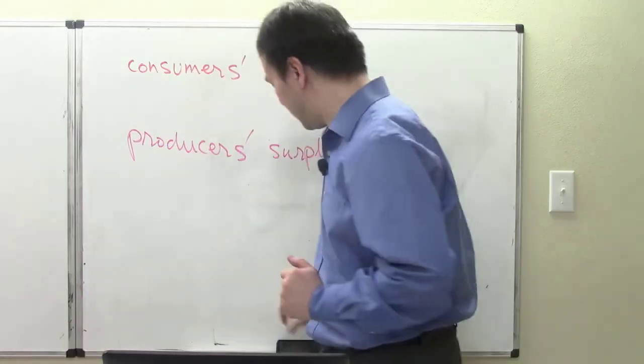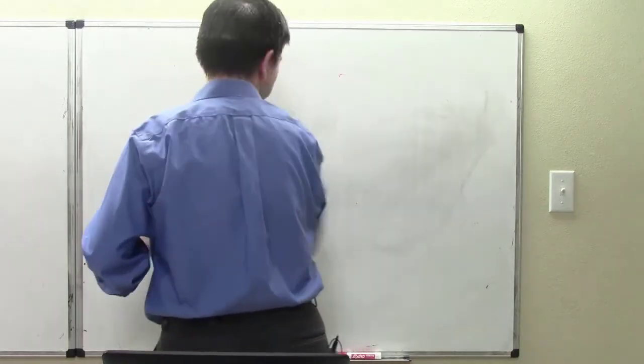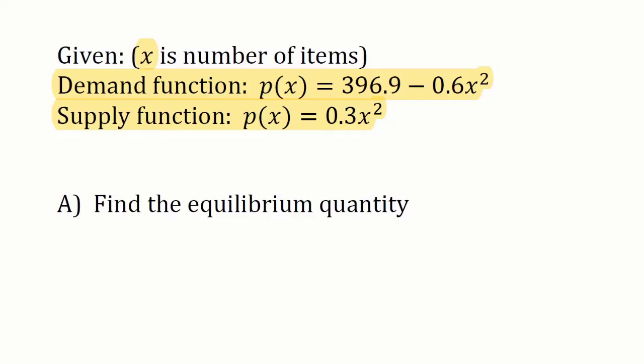As an essential skill right here, now let's look at our actual first question. The first question is asking us to find the equilibrium quantity. Find the equilibrium quantity. That means we want to find the x values where the red curve and the blue curve meet together.